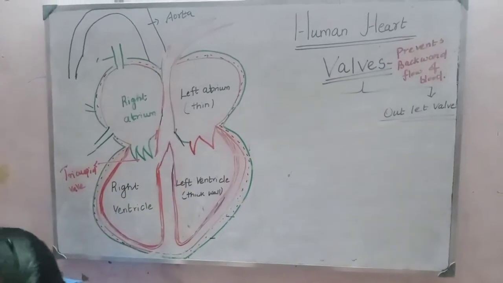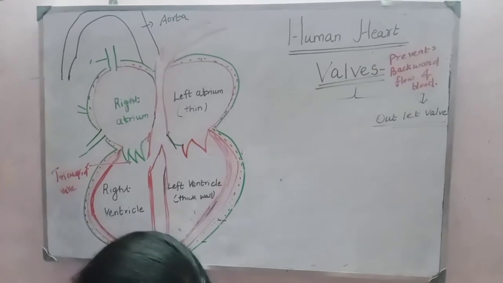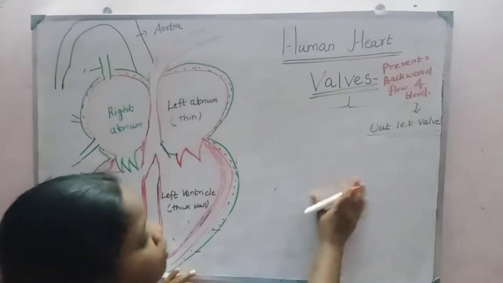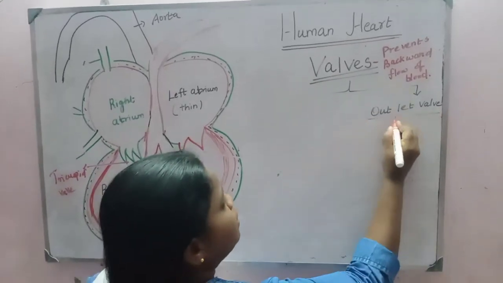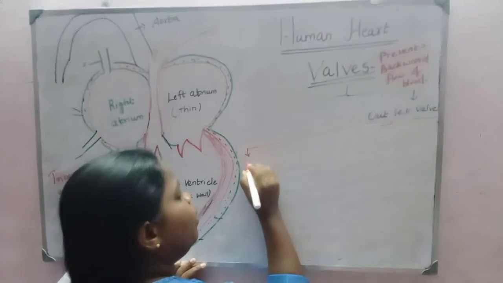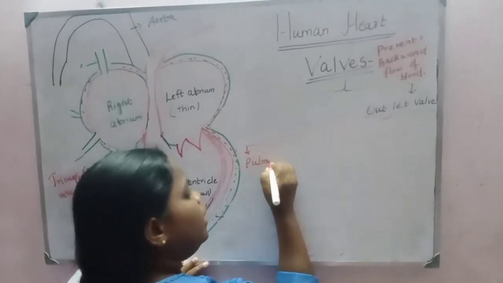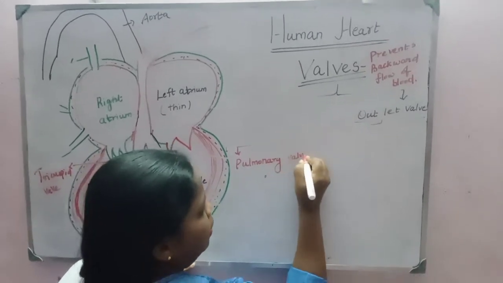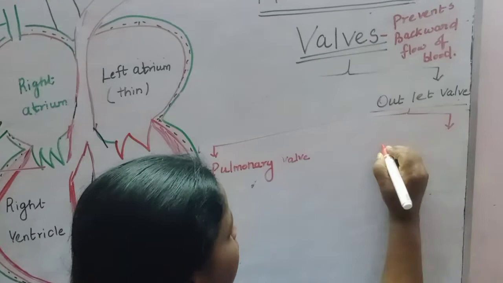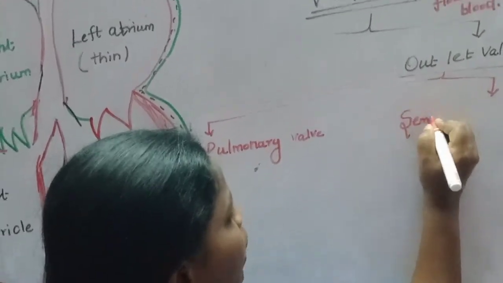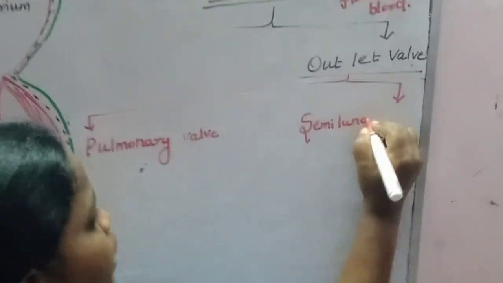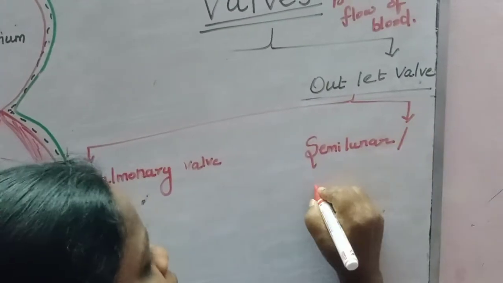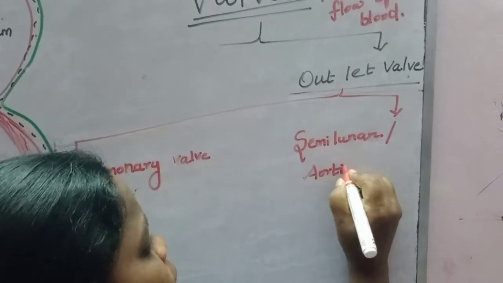In outlet valves, only two valves are there. One is called the pulmonary valve, and the other is called the semilunar valve or aortic valve.